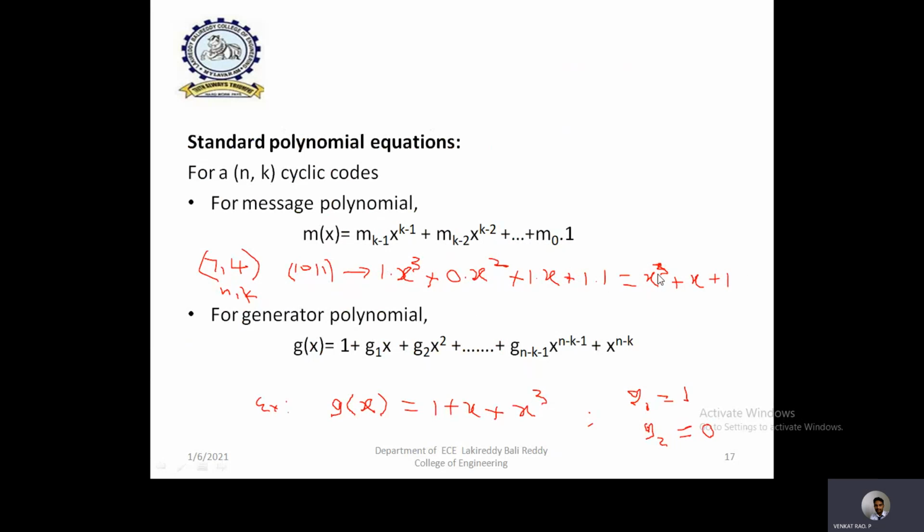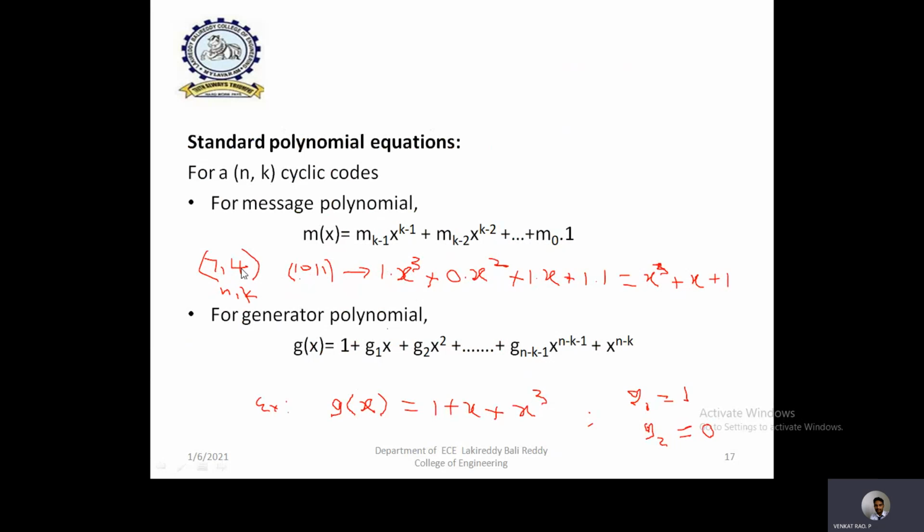Whatever the component is there, that means the value is 1. If the x square term is not there, we need to substitute that as 0. Like that, we can easily convert bits into an equation or an equation into bits. In either way, you should be able to write. Similarly, this is the standard form of generator polynomial. That is starting from 1 plus g1 into x plus g2 into x square and so on, plus the last one is x power n minus k.